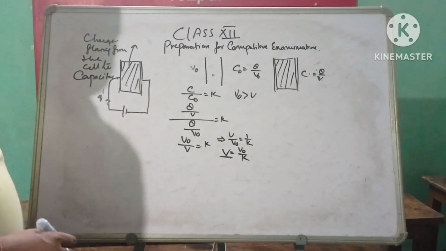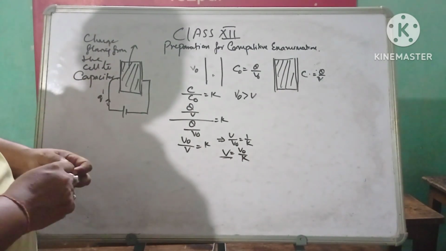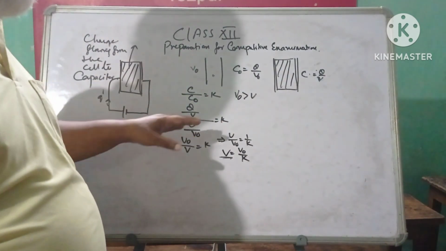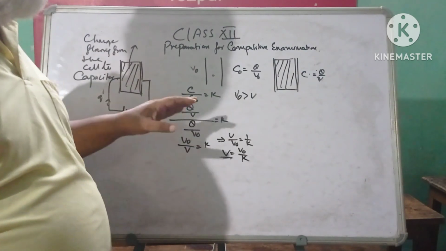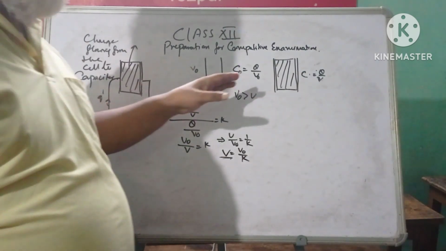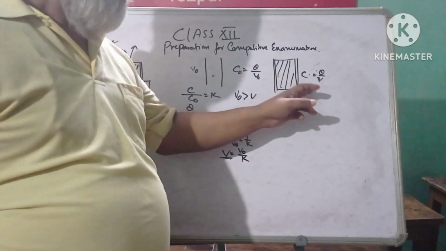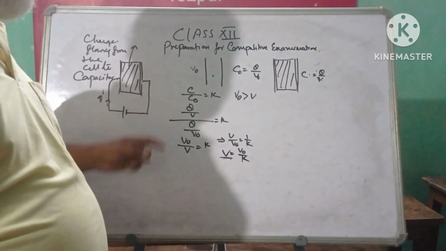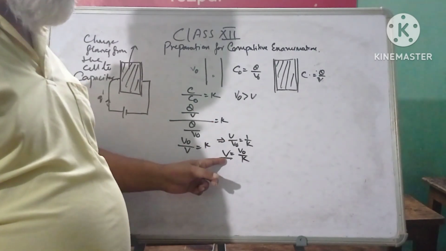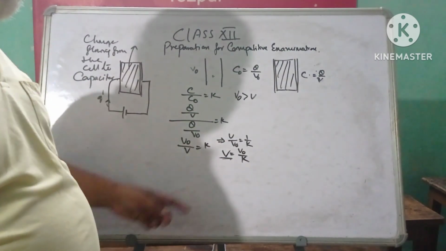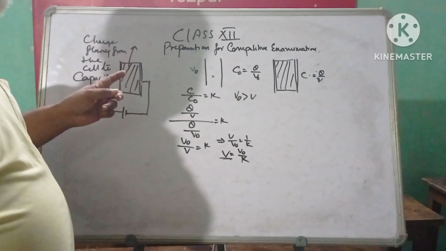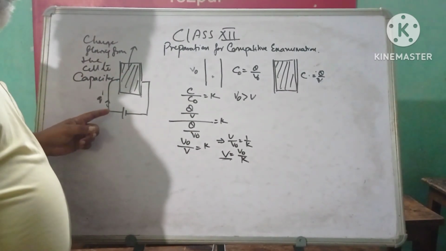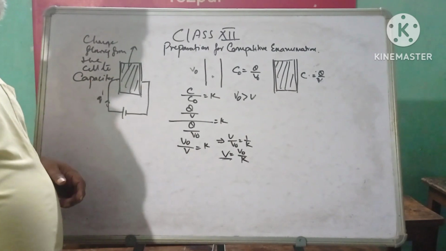So see how questions are created, and you must be very, very clear with the formulas. What is the formula telling? Here you see the charge remains the same even if you insert a dielectric. Only the capacitance increases, but the potential difference decreases. So when you remove the dielectric, it will try to come to its original potential difference, so charge will flow from the cell to the capacitor.